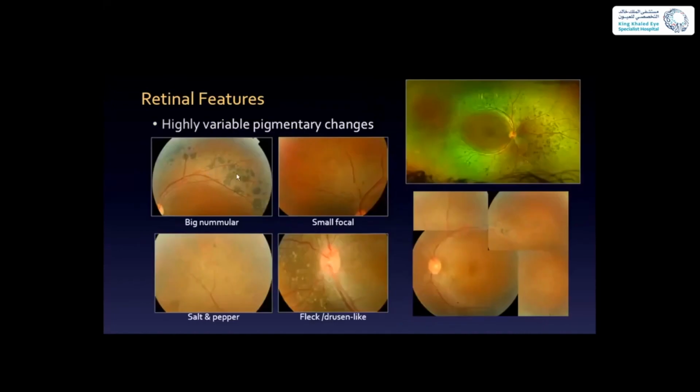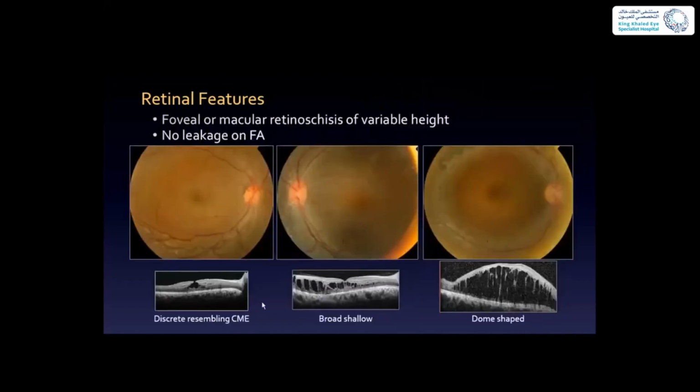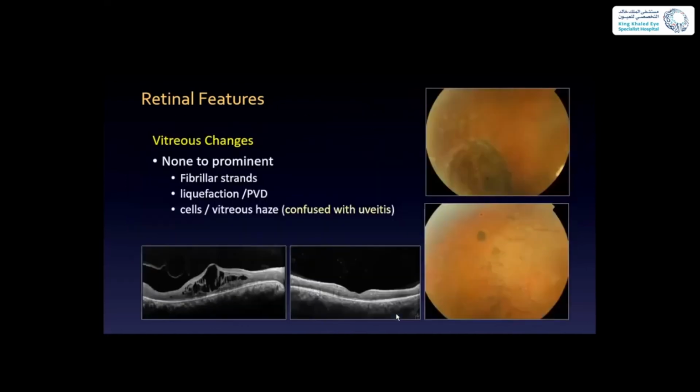They could be big and nodular, such as we see in this case, or they can be very discrete, small and focal, such as we see in this case. They can also be replaced by, or in addition to, salt and pepper changes in the fundus, and sometimes you even see fleck-like drusen. The foveal schisis can be absent or can be very small, resembling a CME, can be broad and shallow, and can be dome-shaped. But again, there's always a presence of fluid in the inner nuclear layer.